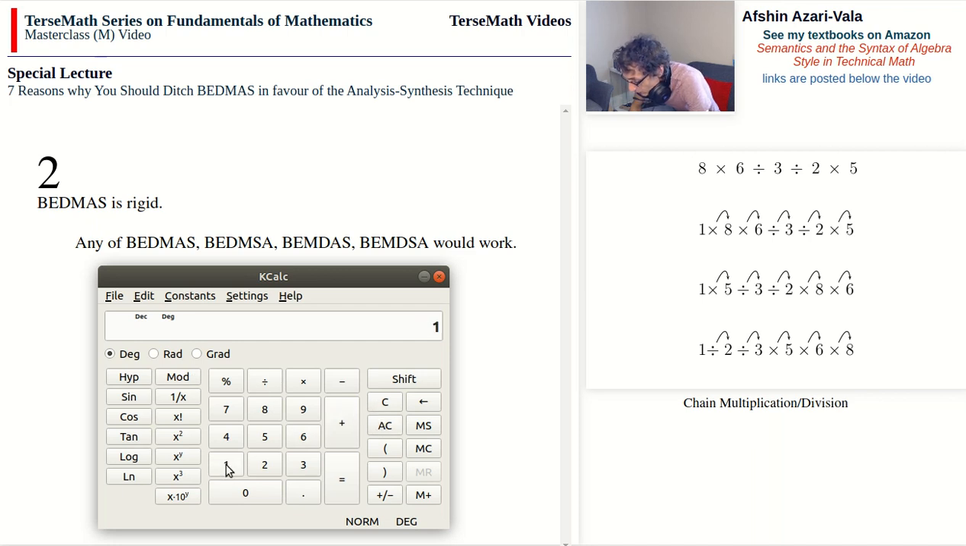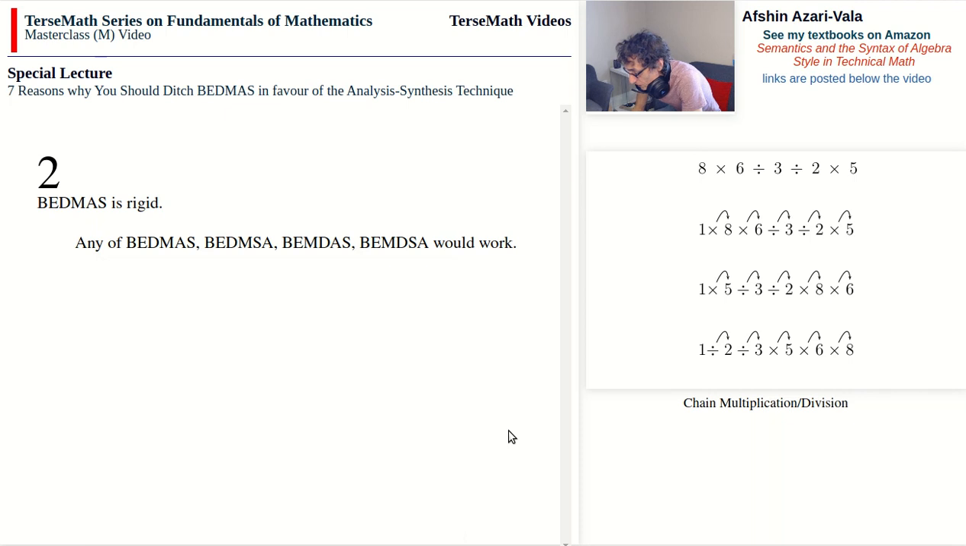So if we have 1 divide by 2 divide by 3 times 5 times 6 times 8, and we get 40 again. So again, the order of multiplication and division can be changed so long as you pay attention to what is being multiplied and what is being divided by.